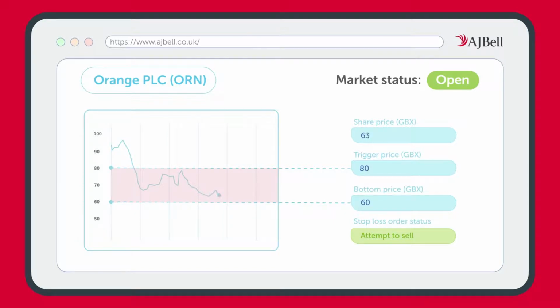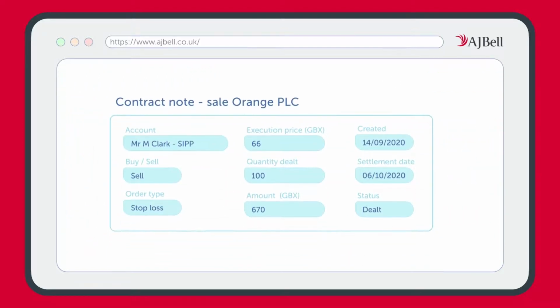It ensures you won't sell below a level you're happy with. If you enter a trigger price of 80p and a bottom price of 60p, we won't attempt to sell your shares if they dropped below your 60p bottom price. When a stop loss order has been successfully executed, a contract note will be issued to confirm the details of the deal.